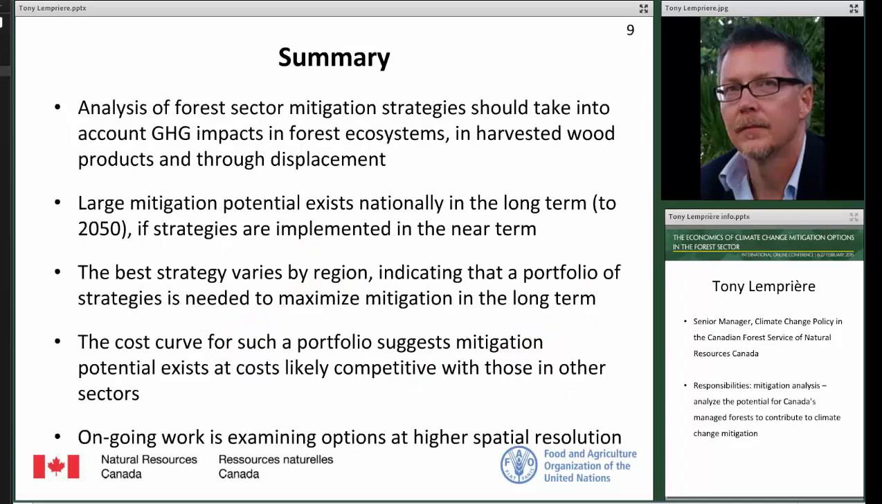Now, just by way of summary, our analysis shows that it's important to look at displacement effects, and not doing so can in fact lead to strategy choices that are not the best in the long run in terms of mitigation. We found large mitigation potential from the forest sector exists in Canada, but strategies need to be implemented in the near term if they are to contribute substantially by 2030 or later years. We also found that over the long term, forest sector mitigation costs are likely competitive with mitigation costs in other sectors. And finally, we do acknowledge that this analysis was done at a very coarse scale, and it cannot capture the more regional or localized opportunities.